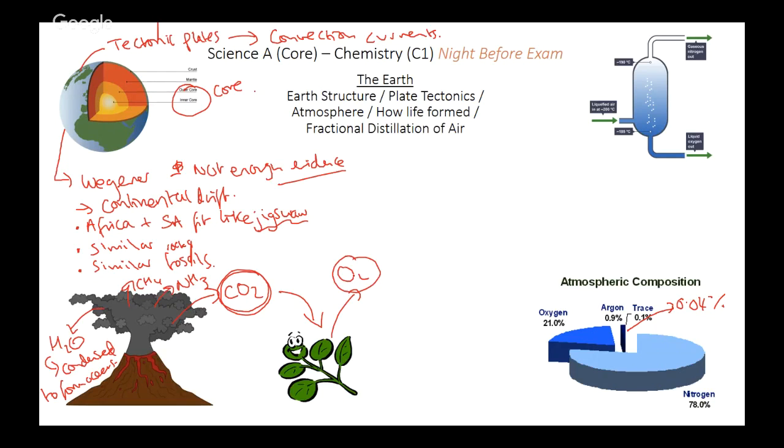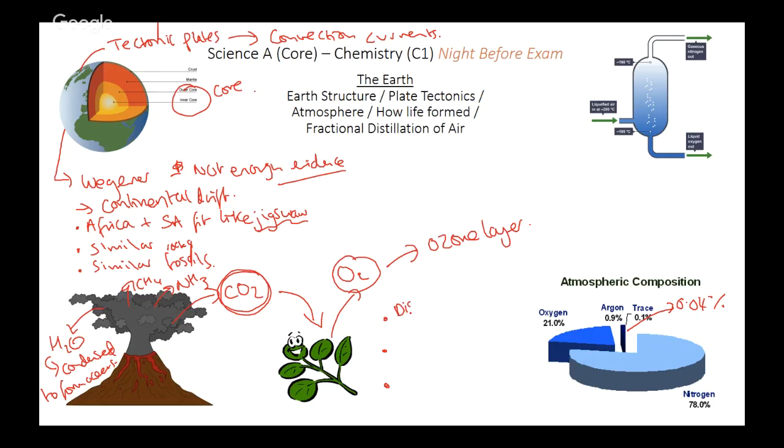That oxygen then provided the opportunity for other life. That oxygen went on to form the ozone layer, which again helps support life by protecting the Earth from harmful rays. As well as the plants taking in the carbon dioxide, there's 3 other main reasons why the carbon dioxide levels went down.